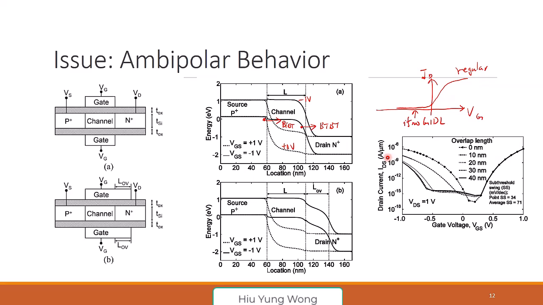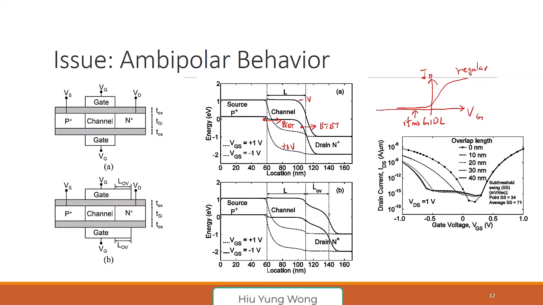So what can we do? Then you can think, can I do something so that when it becomes negative, the bending is not so much? And that's what they do by having an overlap between the gates. With an overlap between the gates, right?